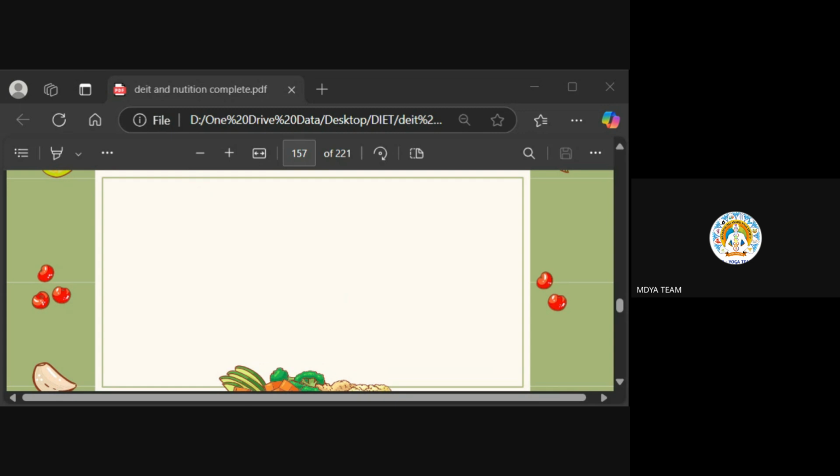And hemoglobin is a protein which is made up of iron, and responsible for carrying oxygen. So iron deficiency anemia is the most common type of anemia, which commonly happens in our country.